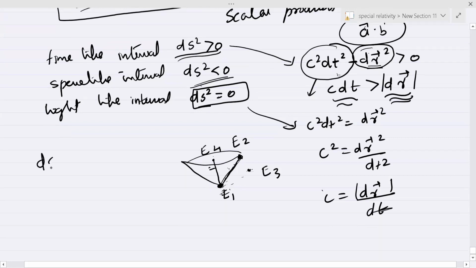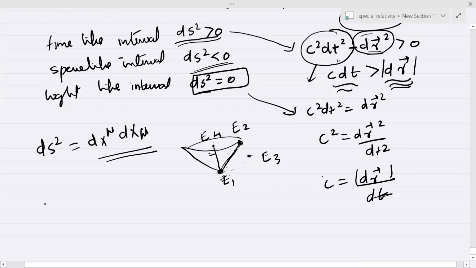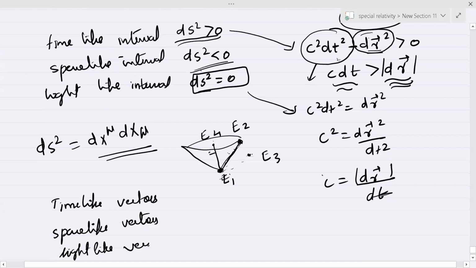We said this, but we can generalize it to vectors. Since ds square can be written as a scalar product, we can generalize this notion for vectors. In the same way, we'll have time-like vectors, space-like vectors, and light-like vectors. We define them in terms of the scalar product.